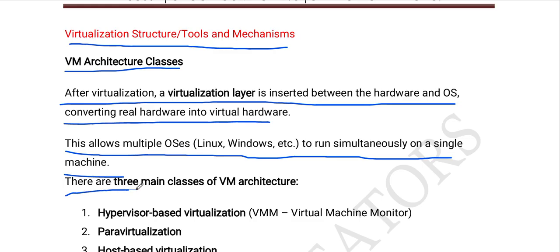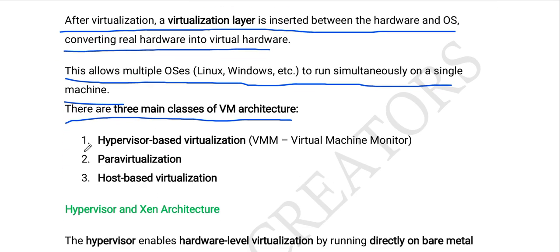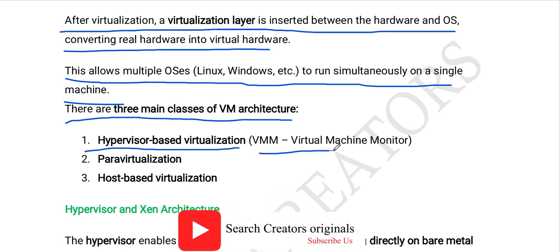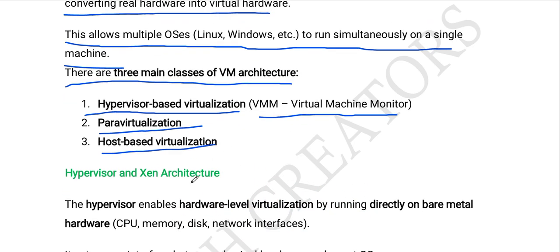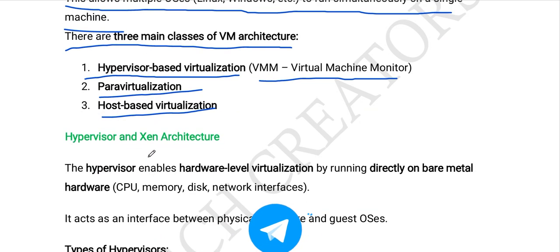There are three main classes of virtual machine architecture, which are hypervisor based virtualization, which is VMM, virtual machine monitor, para virtualization, and host based virtualization. These are the three main classes of virtual machine architecture.